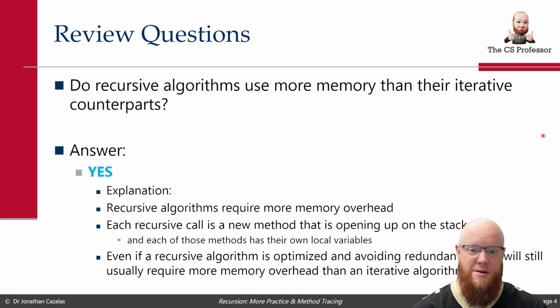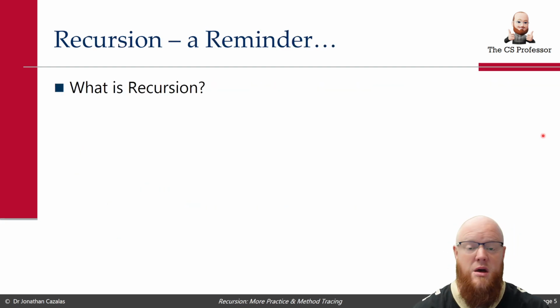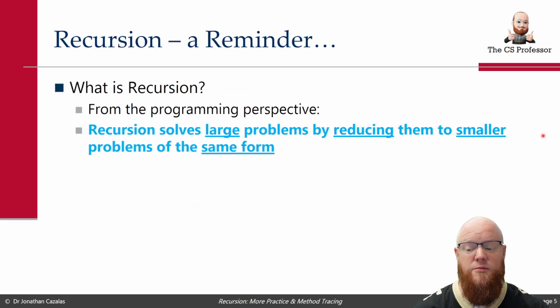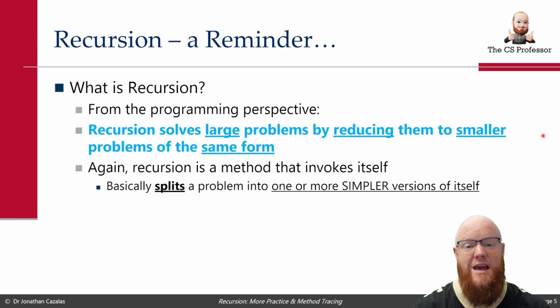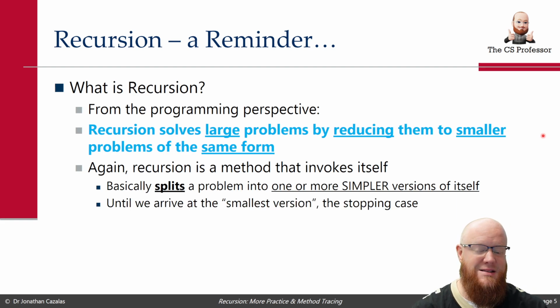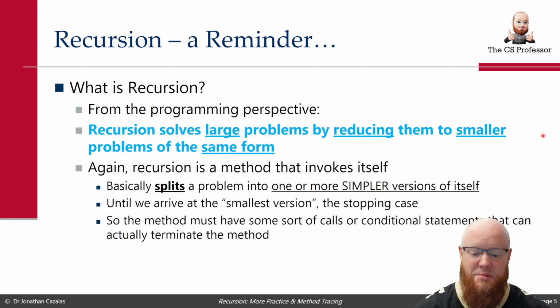So recursive methods do use more memory, but what is the value still? So why do we still use them? Because of their clarity and the high value with the software engineering. So what is recursion? The reminder, from the programming perspective, we gave this definition: solving a large problem by reducing it to a smaller problem of the same type. And again, recursion is a method that will actually invoke itself again and again and again, really splitting itself into smaller versions of that same problem until it arrives at a terminating condition, that stopping case.